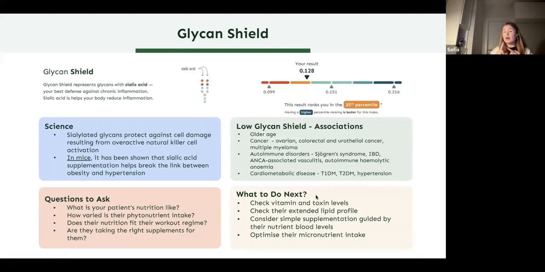Our next steps are to check vitamin and toxin levels. We would check their extended lipid profile. We would consider simple supplementation, and I want to emphasize here, it's important to guide this supplementation by their nutrient blood levels. We wouldn't advise you to give supplements to your patients without seeing what they're deficient in. And the next step would be to also optimize their micronutrient intake.